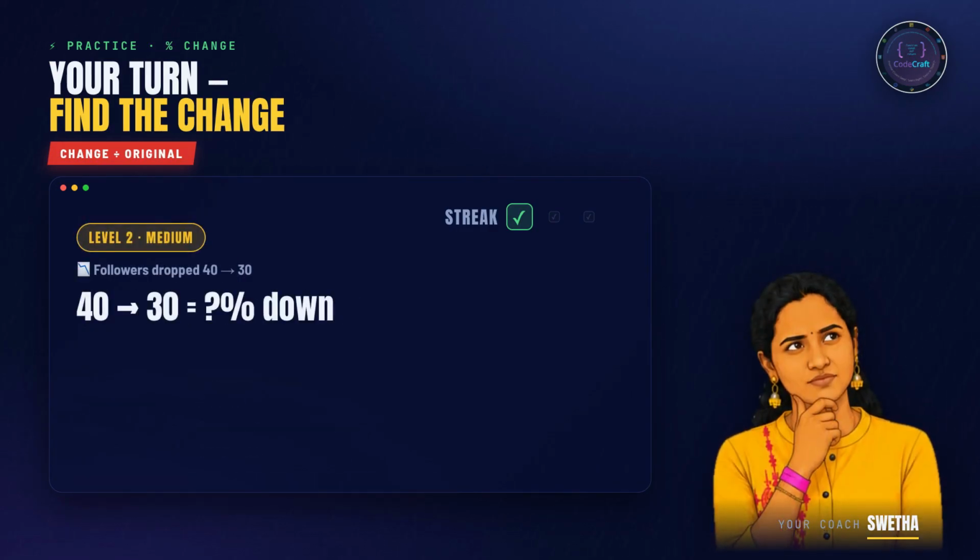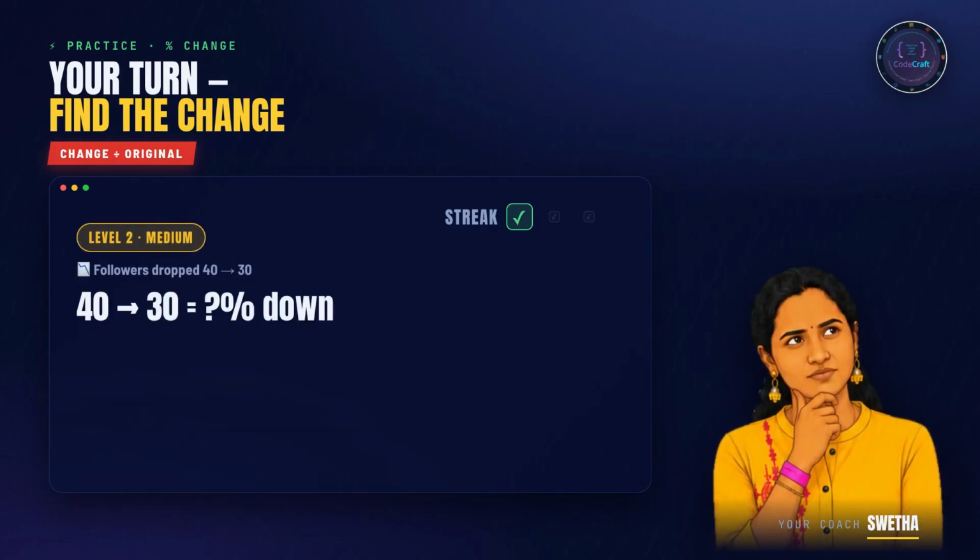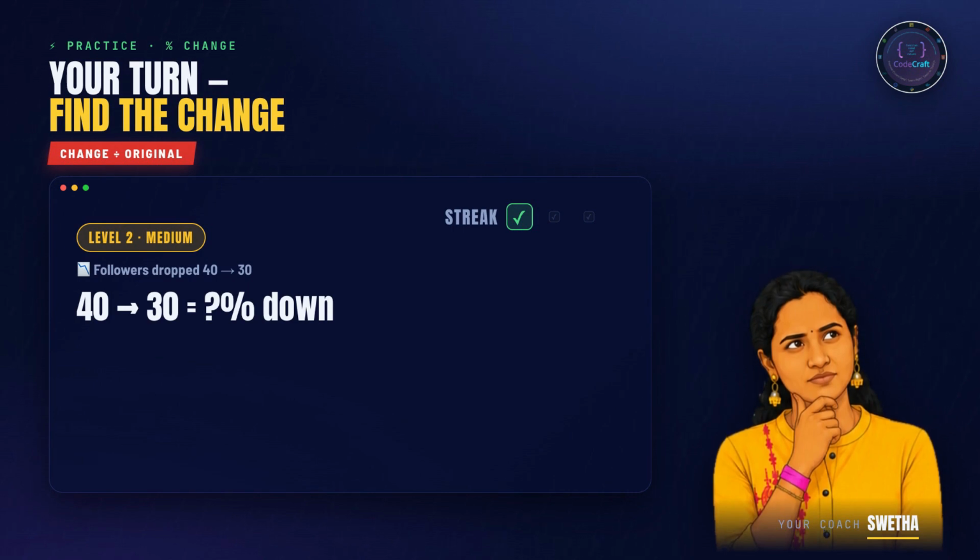Nice, medium one now. A count dropped from 40 down to 30. What percent decrease? Change over the original. And be careful which number is the original. Pause the video and work it out.